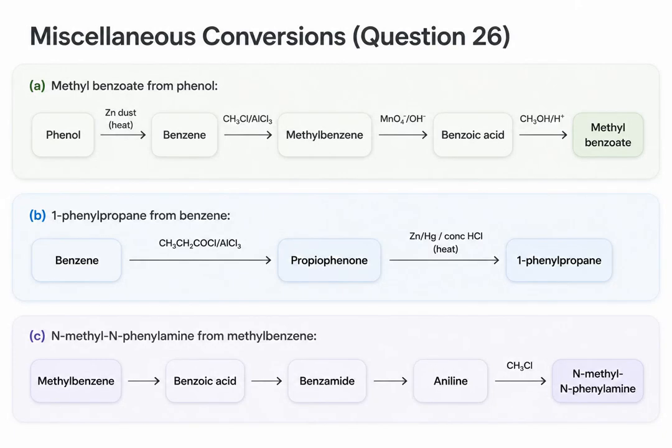Let's tackle some mixed conversions from question 26. To get methyl benzoate from phenol, we first remove the oxygen by heating with zinc dust to get benzene. We alkylate to methylbenzene, oxidize to benzoic acid, and esterify with methanol.